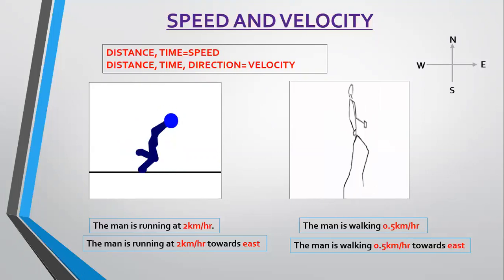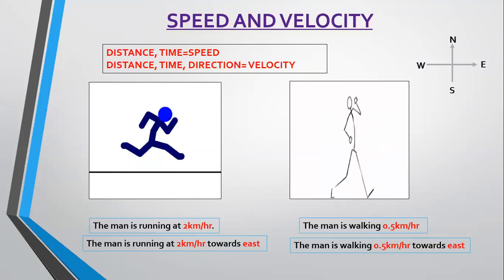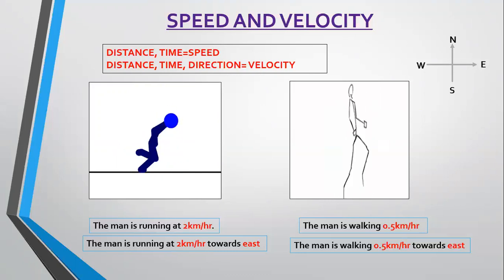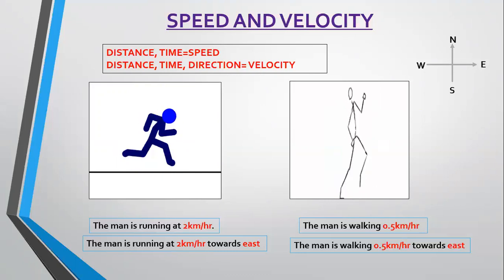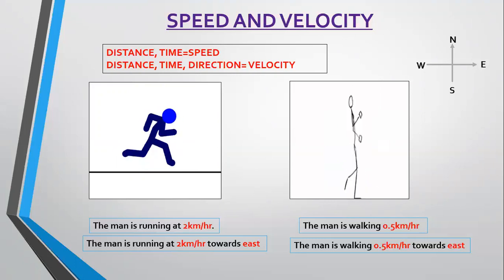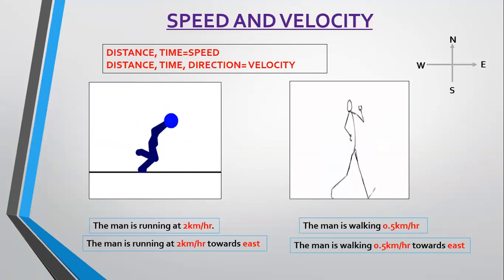However, velocity, being a vector quantity, refers to the rate at which an object is changing its position. When evaluating velocity, we must keep in mind the direction in which the object is moving as well. So a man running at 2 km per hour towards east is actually defining the velocity. The man walking at 0.5 km per hour towards east is again the velocity.